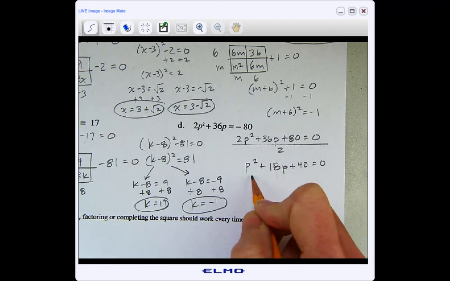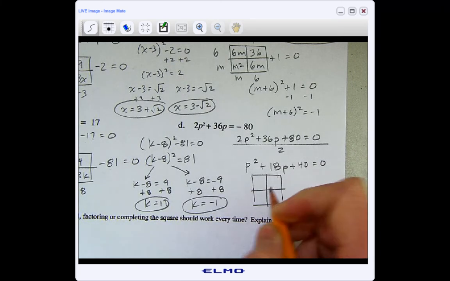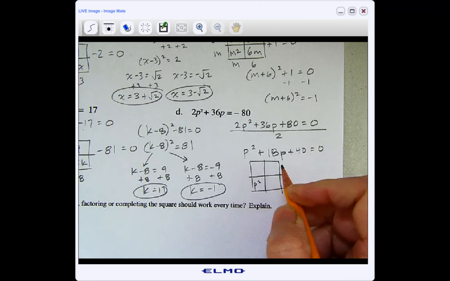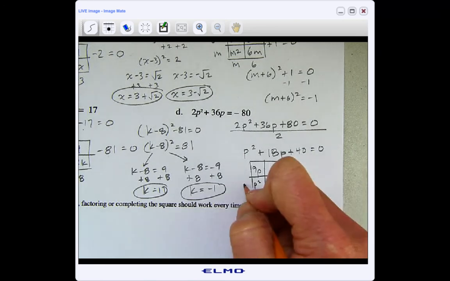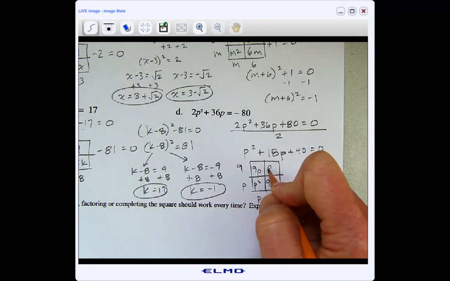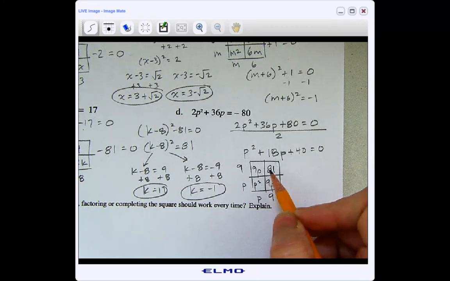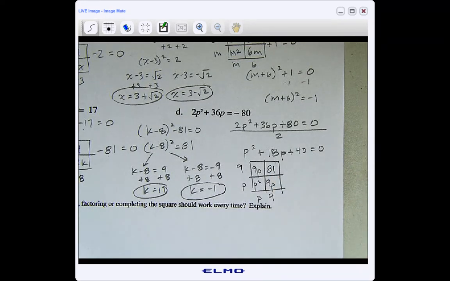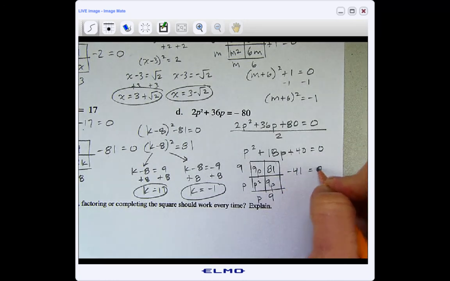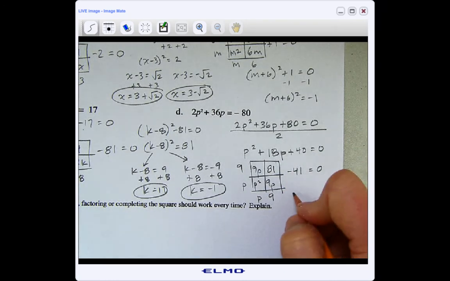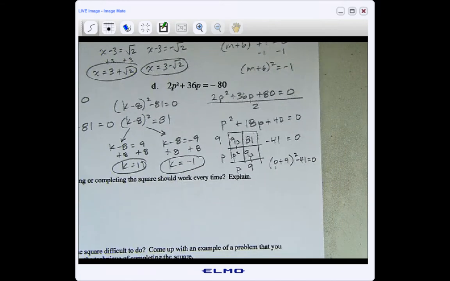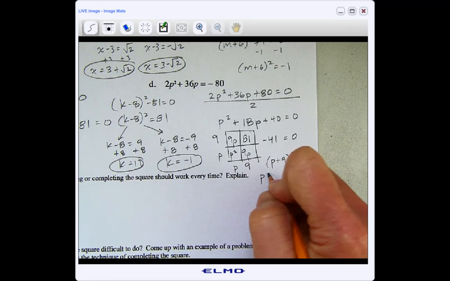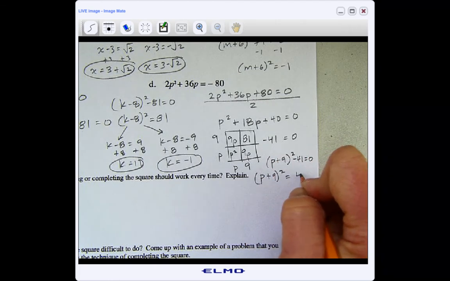Okay, so now I'm going to complete the square of this one. It might be a little easier. So p squared, I'm going to split my 18 into 9p, 9p. So I get p plus 9, p plus 9. 9 times 9 is 81. I've got 40 squares already, so I'd need to subtract an extra 41 to complete the square. So I get p plus 9 squared minus 41 is equal to 0. I'm going to try and solve from here. I'm going to add 41 to both sides. So p plus 9 squared is equal to 41.